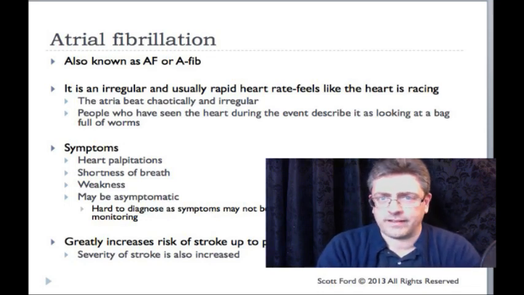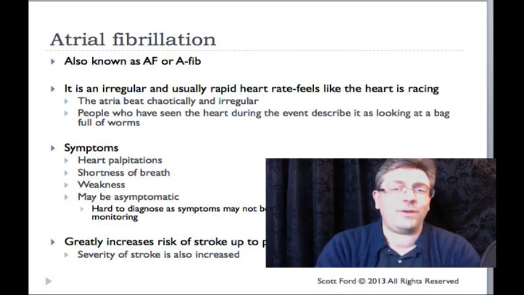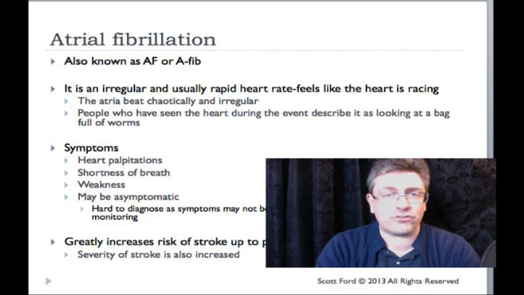Now, here's the bad part about this. Here's the really, really bad part about AFib. It greatly increases the risk of stroke. And we're not talking a double increase. We're not talking about a slight increase. We're talking about if you have AFib and it goes untreated, there is a really good chance you're going to have a stroke. It's like 5 times more possible to have a stroke.